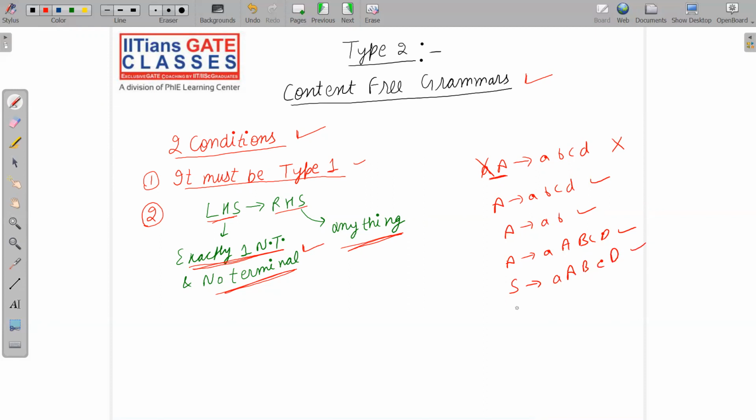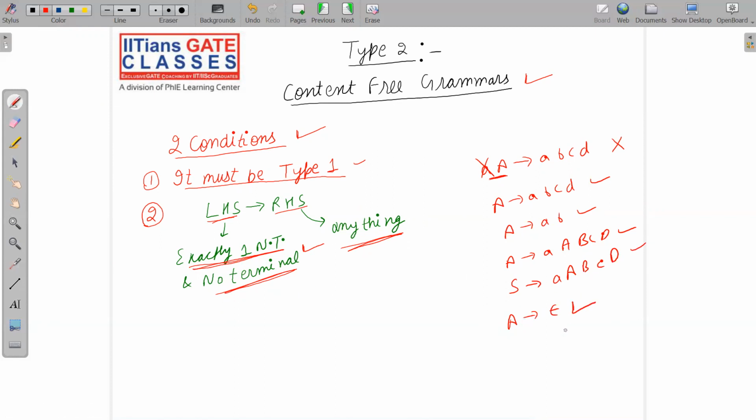Now comes the important part. What about this thing? A implies null. See the definition: exactly one non-terminal and no terminal on the left. So we have exactly one non-terminal here. Right hand side, anything. So null is anything means what? We can have null also. So A implies null is allowed. This is an exception. Please try to remember this thing.